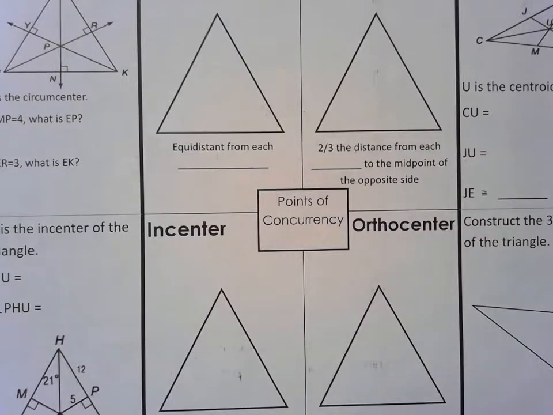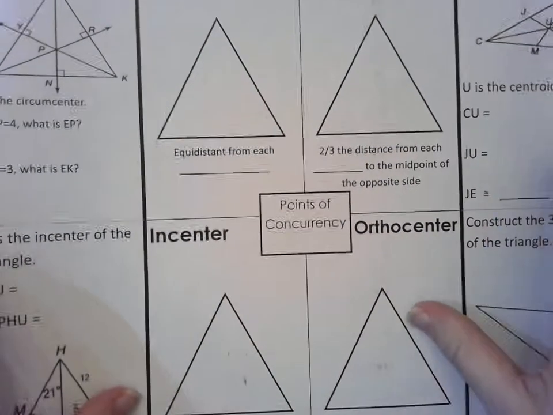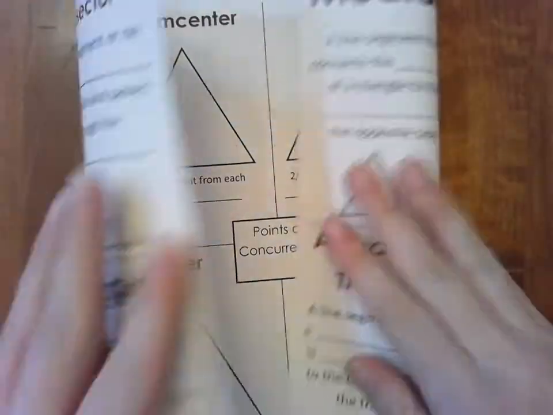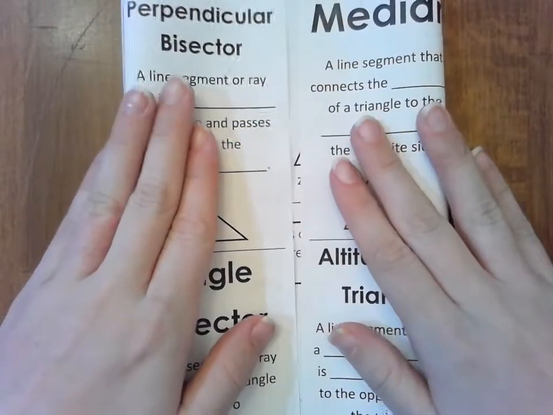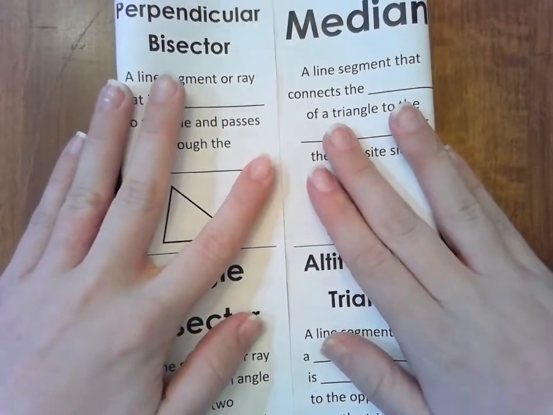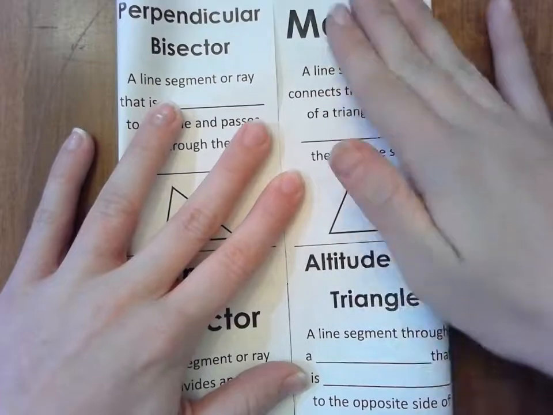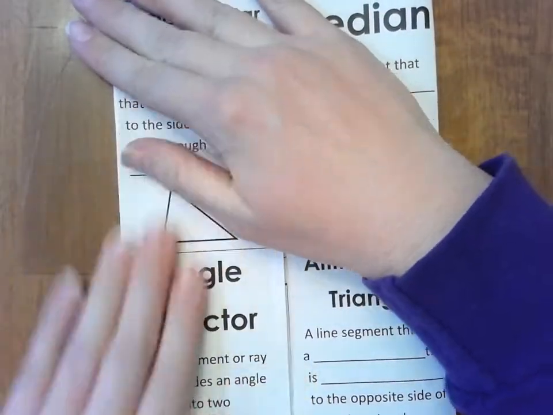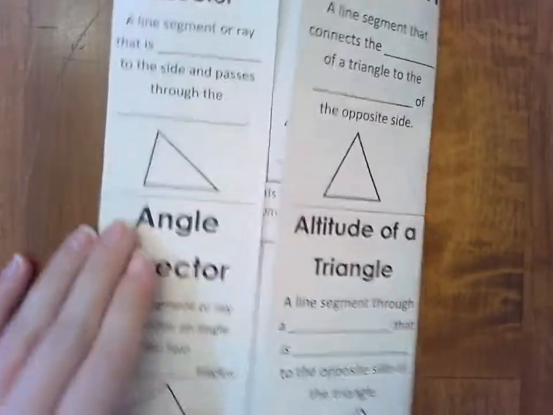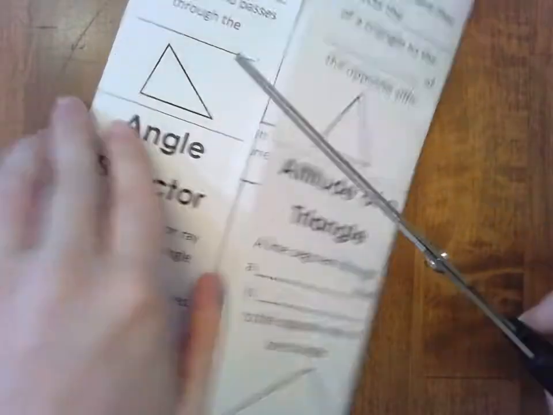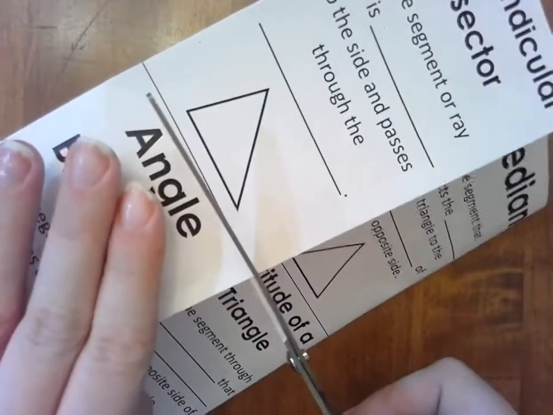Today y'all are going to learn about the different properties of triangles. So to start off, we're going to go ahead and fold this. So you're just bringing both sides into the middle, just like so. And then you're going to cut down both of these lines. So you'll have 4 flaps.